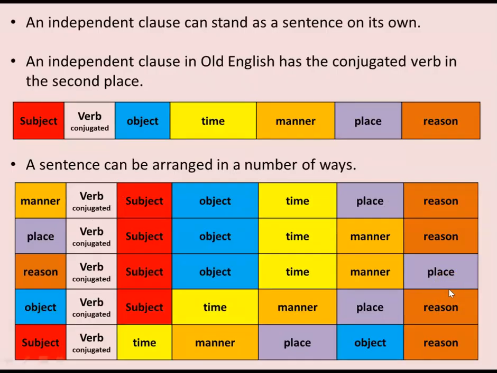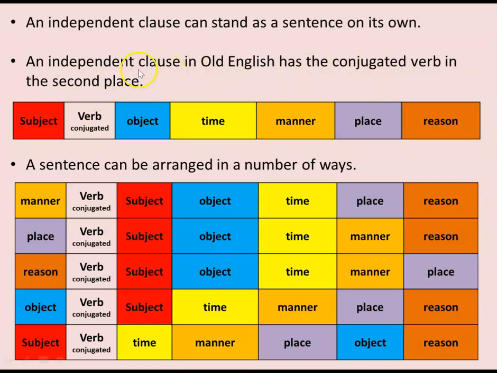All right, just a bit of revision first, just going over material briefly from previous videos. So an independent clause or main clause can stand as a sentence on its own. An independent clause in Old English has the conjugated verb in the second place. All Germanic languages are verb second, so verb in the second place. Subsequent verbs will go to the end.